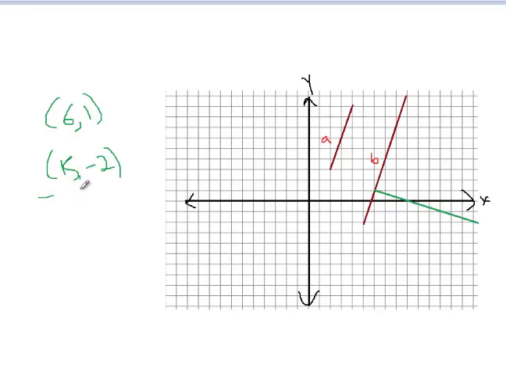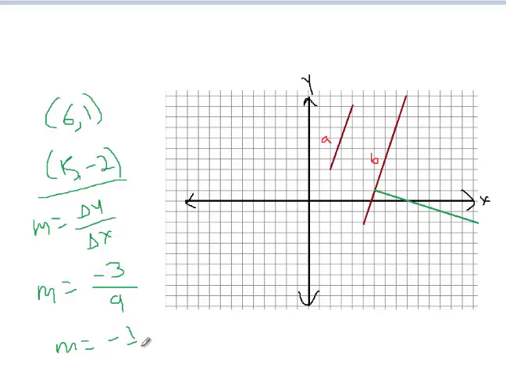Okay, let's figure out the slope. Again, the slope is the change in y divided by the change in x. So the slope is -2 minus 1, which is -3, divided by 15 minus 6, which is 9. So the slope is -1/3.